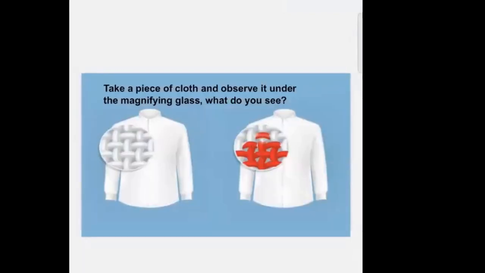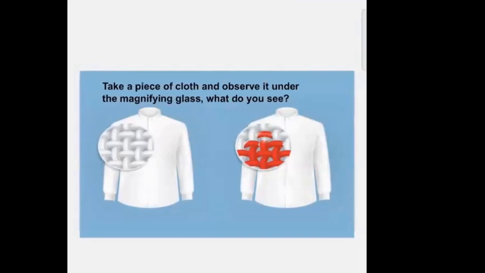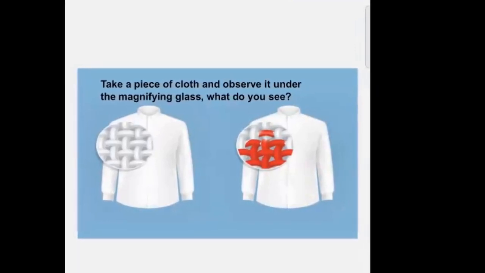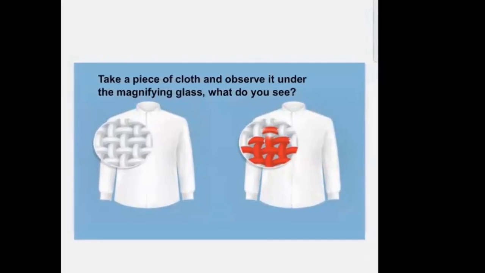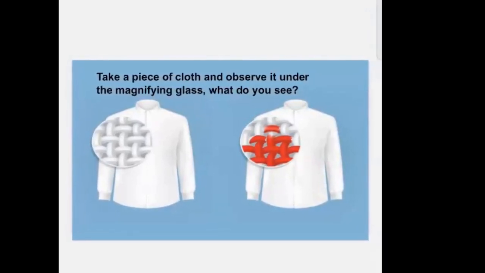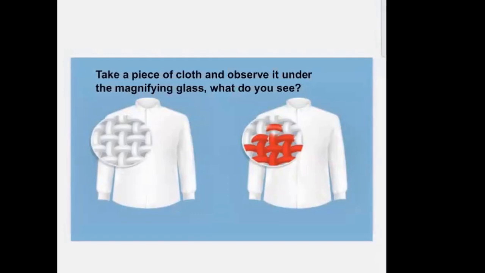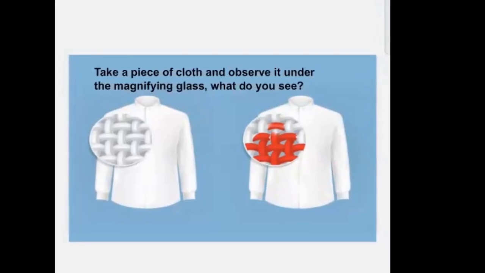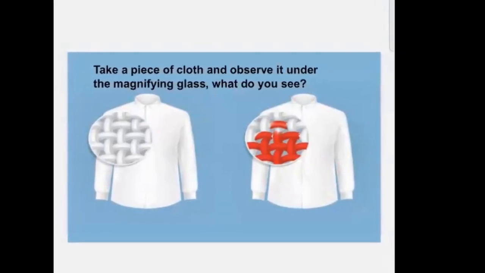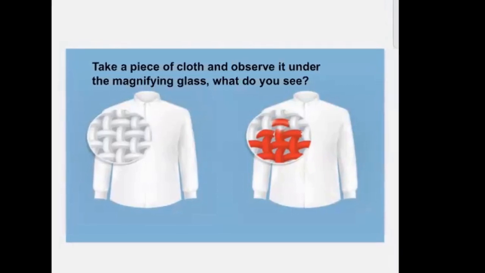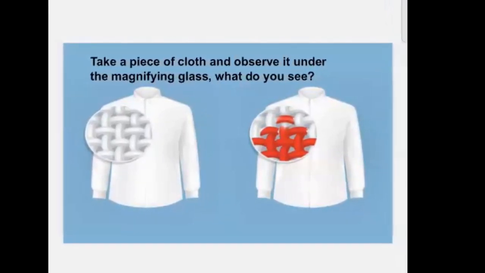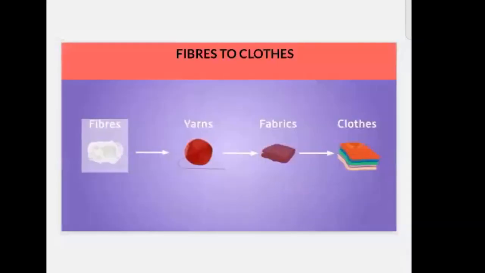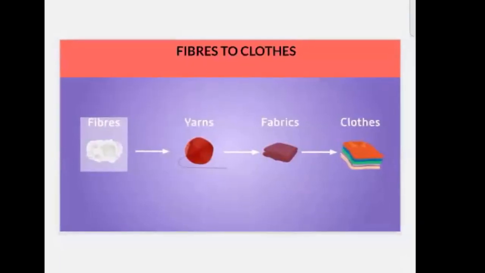Let us take an example. Take a piece of cloth and observe it under a magnifying glass. If you don't have a magnifying glass, take a piece of cotton cloth and pull it from all the sides. When you pull it from all the sides, at the edges, you will see this crisscross kind of structure. These are nothing but the threads which are woven from the fibers. So, let us move on to our next slide, that is fibers to clothes.